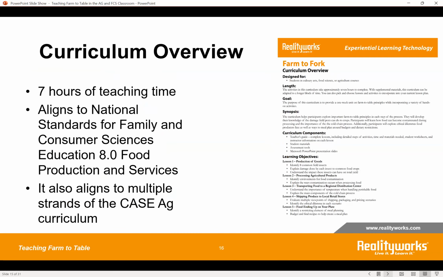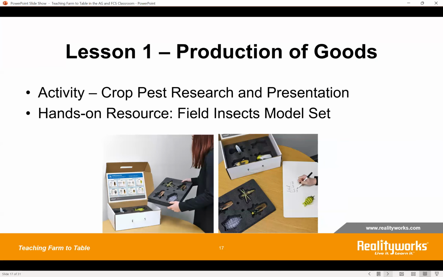Now we're going to take a deeper dive looking at the curriculum. If you taught everything, it would be around 7 hours of teaching time, but each lesson, of course, is a standalone lesson as well. We have aligned them to the national standards for family consumer science education, as well as multiple CASE ag curriculum strands. There are 5 different lessons: production of goods, processing agricultural products, transporting food to a regional distribution center, shipping produce to local retail stores, and then we end up with food ending up on your plate. So let's take a closer look at each of those.